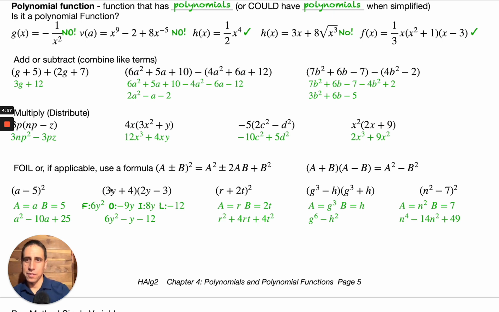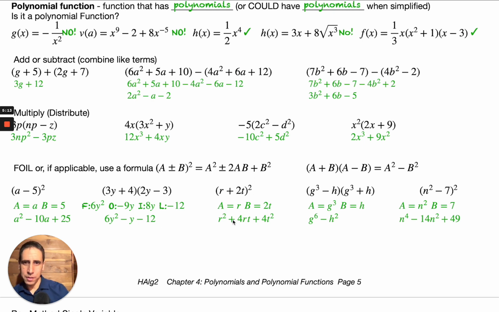Here, no formula involved, you just got to FOIL. The first term is 6y squared, the outside terms are negative 9y, the inside terms are 8y, and the last terms are minus 12, or negative 12. So that becomes 6y squared minus y minus 12.